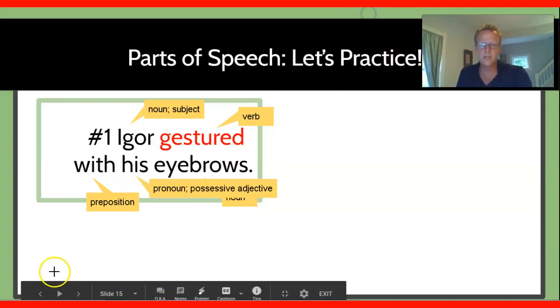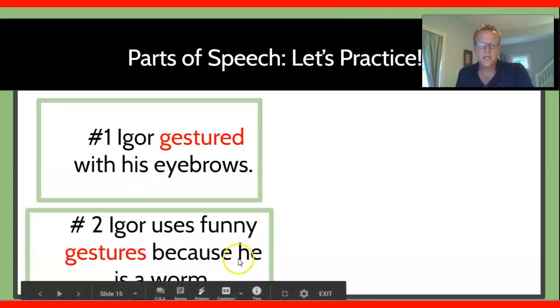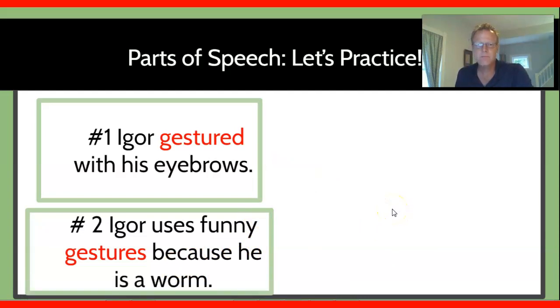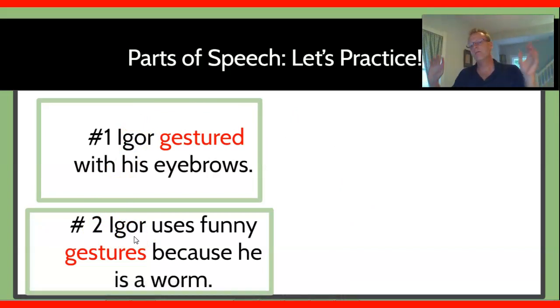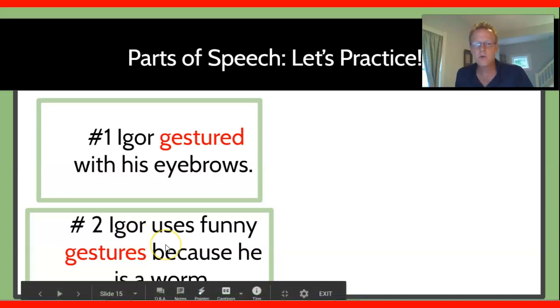All right, real quick, look-see here. And here is sentence number 2. Igor uses funny gestures because he is a worm. Ooh, all right. Again, find your subject, find your verb, find your object. That's going to help you out here, okay? Igor uses funny gestures. Igor's the subject. Uses is the verb. Funny, ooh, interesting, funny gestures. Ask the question what after the verb to find the direct object. Igor uses what?